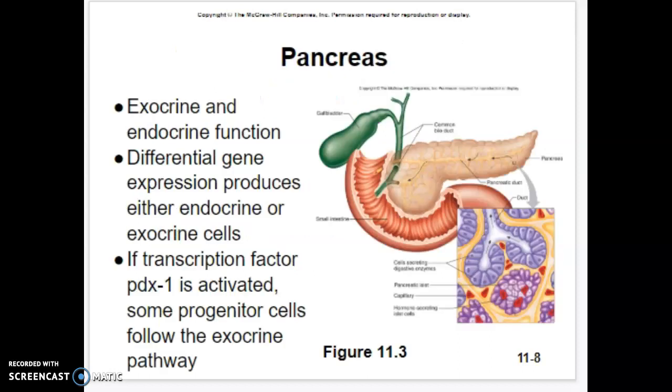Here's another great example. In your pancreas, you have exocrine and endocrine functions going on there, and basically you have 2 different types of cells, exocrine cells and endocrine cells. They all start from the same stem cell. They'll then go down the endocrine pathway or the exocrine pathway. In fact, we know how to make cells go down the exocrine pathway. We expose them to transcription factor PDX1, and they will go down that exocrine pathway.